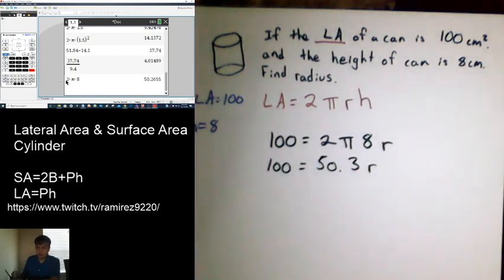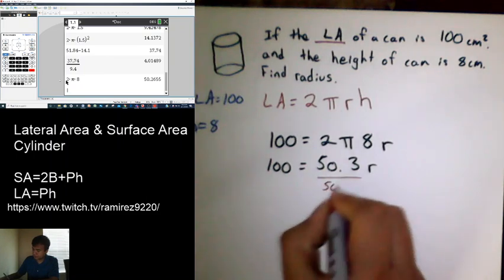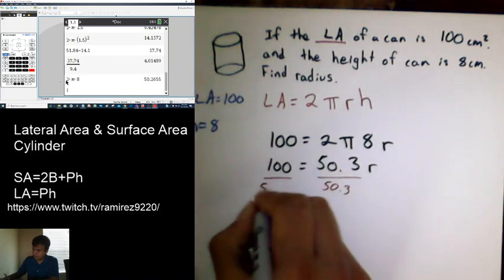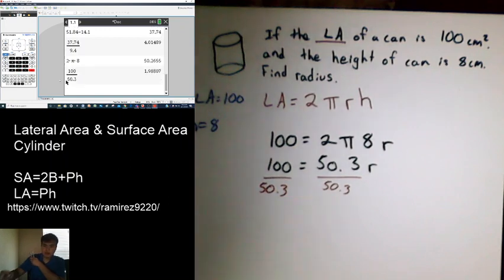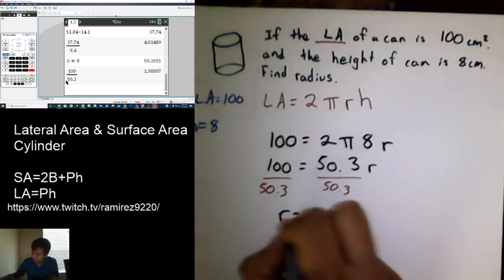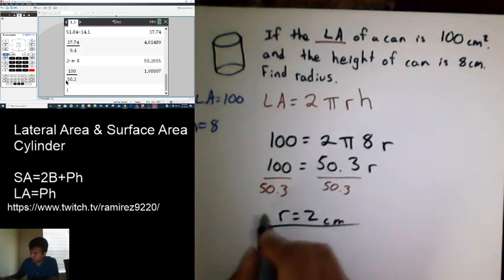And so we divide both sides by this 50.3. So 100 divided by 50.3 is 1.98. So we can approximate that my radius was pretty much 2 centimeters.